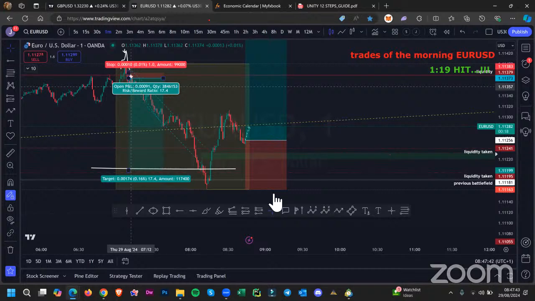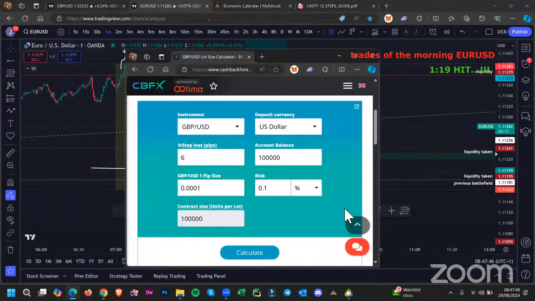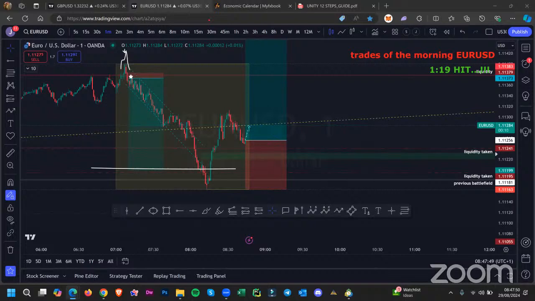I know how to manage my risk because I've got my cashback Forex open. Yeah? I know what's going on. Let me do all these things, and what is it that I have to do next apart from strike the button?